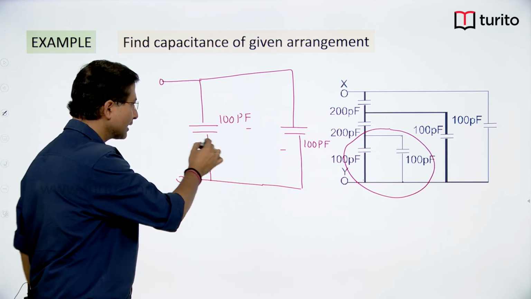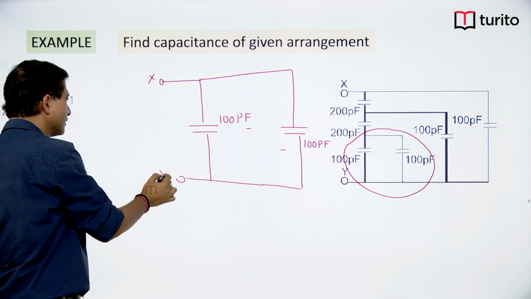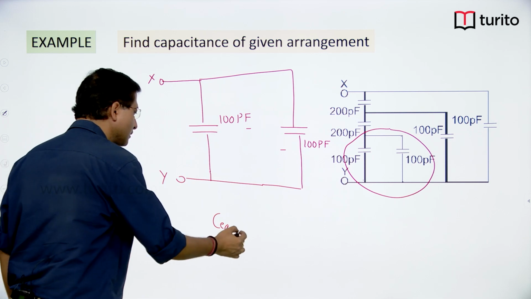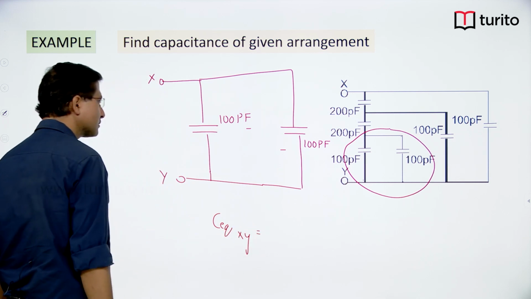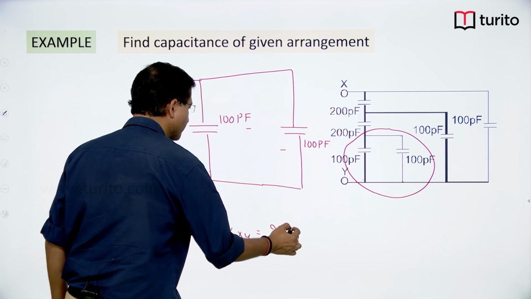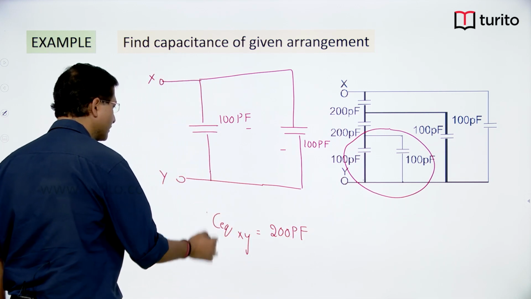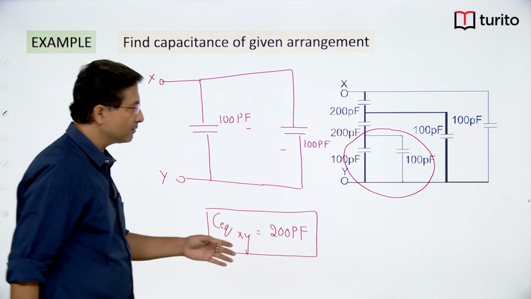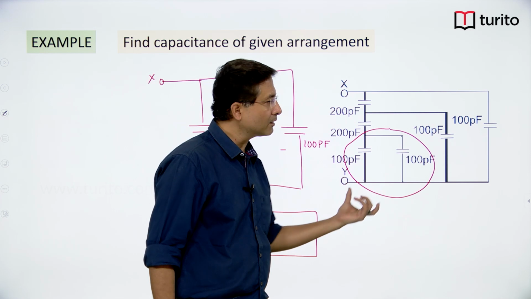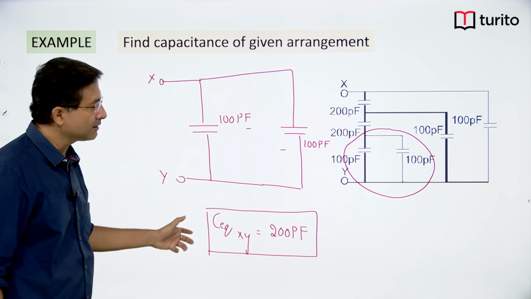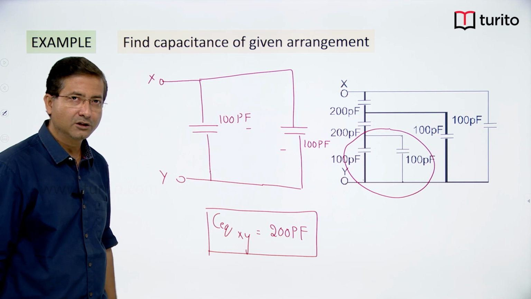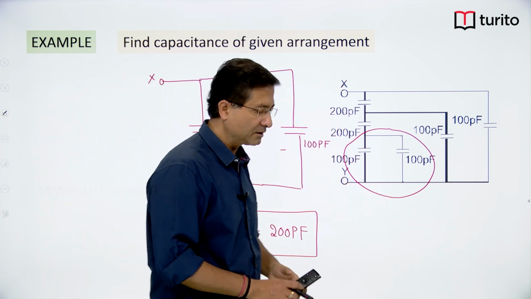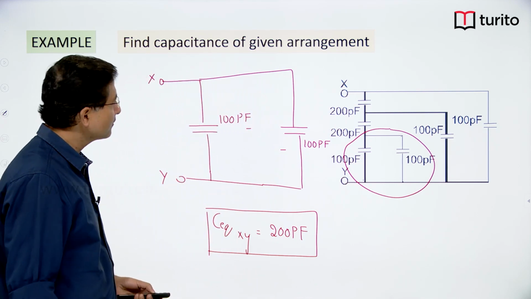So the C equivalent capacitance across these two terminals X and Y is 200 picofarad. So step by step you see different parts and start reducing it. In the end, ultimately you will get C equivalent. So I hope you understood the application of series and parallel combination. Let's take one more example, it will be more clear.